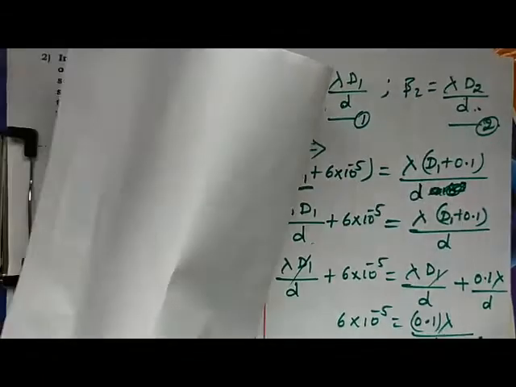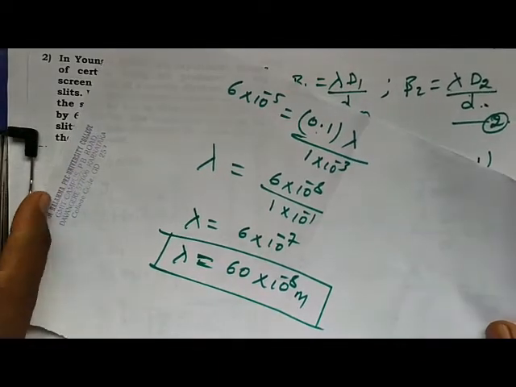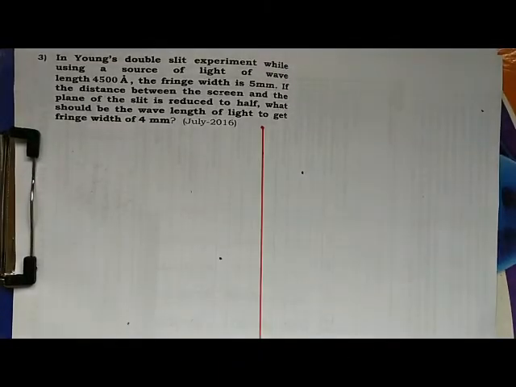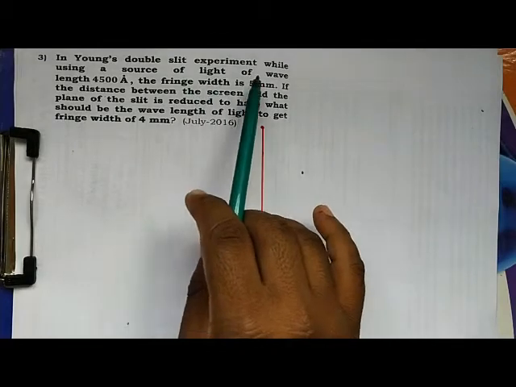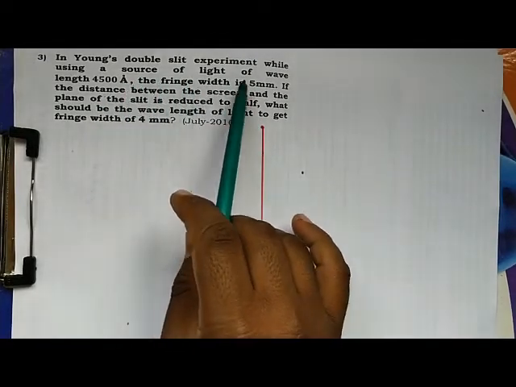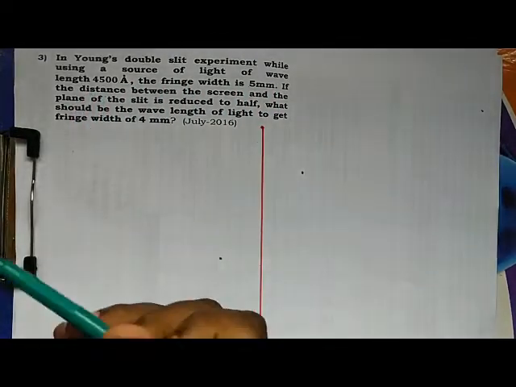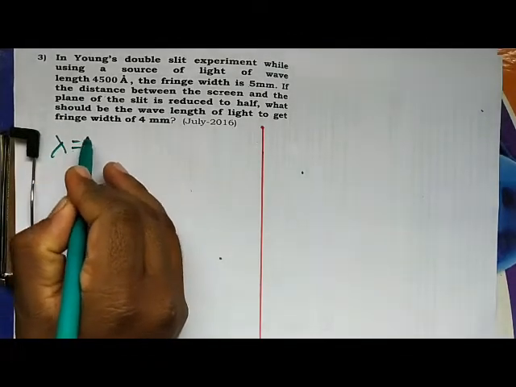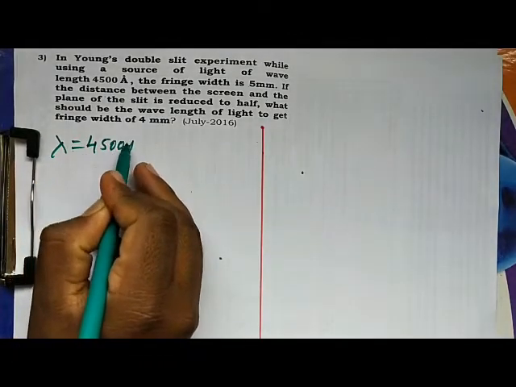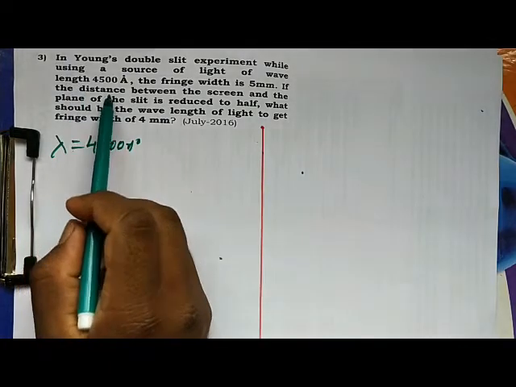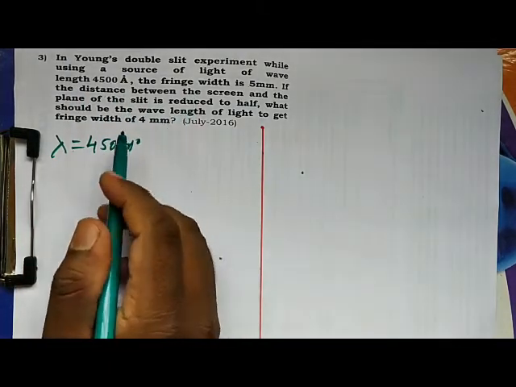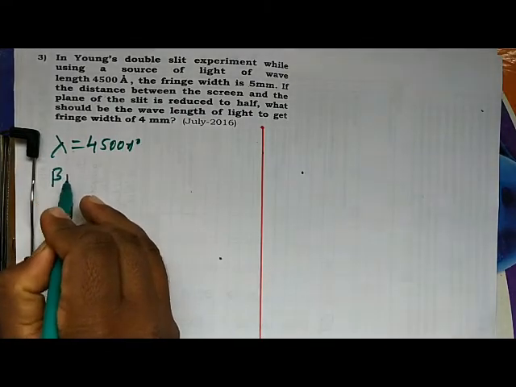Yes, my dear students, now let us move to the second version. Second version completed. Now the third model. In Young's double slit experiment, while using a source of monochromatic light, the wavelength of light is, we take it as 4500 angstrom. The fringe width is 5 mm. Beta 1 is 5 mm.